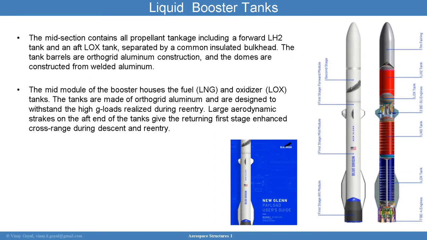Here's a New Glenn design taken from the New Glenn Payload User's Guide. The midsection here contains all propellant tankage, including the forward LH2 tank and an aft LOX tank, and is separated by a common insulated bulkhead. That's how they went with their design. The tank barrels are orthogrid aluminum construction in their design, and the domes are constructed from welded aluminum.